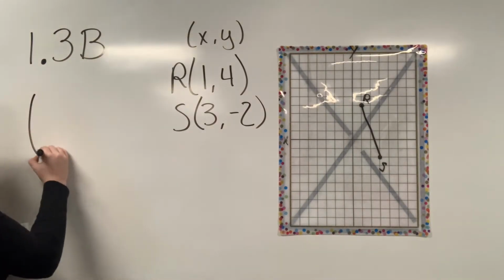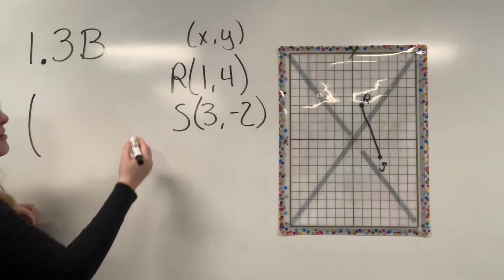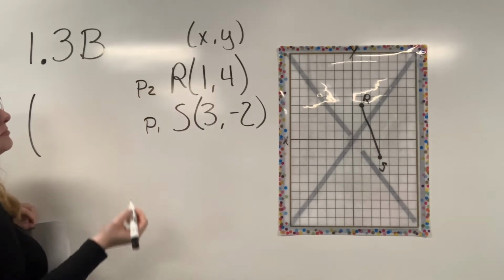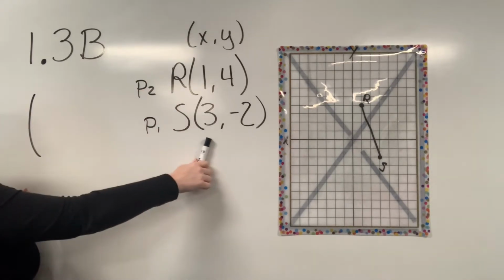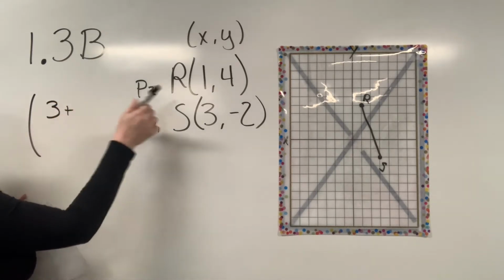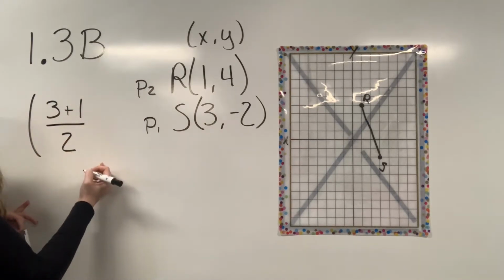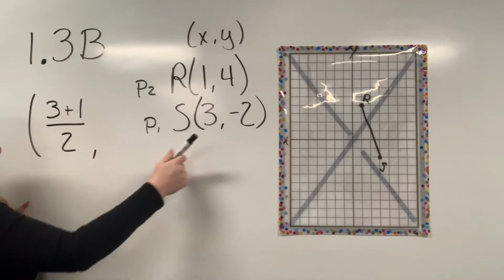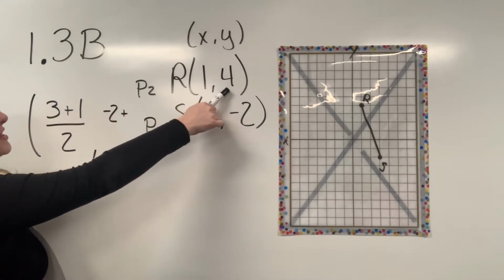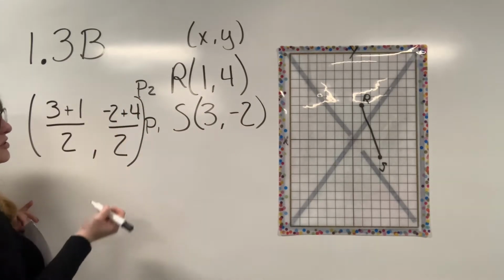Okay, so we're going to start with our parentheses. Just to switch it up from last time, I'm going to make S our first point and R our second point. So we need our first x, so that is 3, plus our second x, which is 1, divide by 2, comma, our first y, -2, plus our second y, 4, and also divide that by 2.